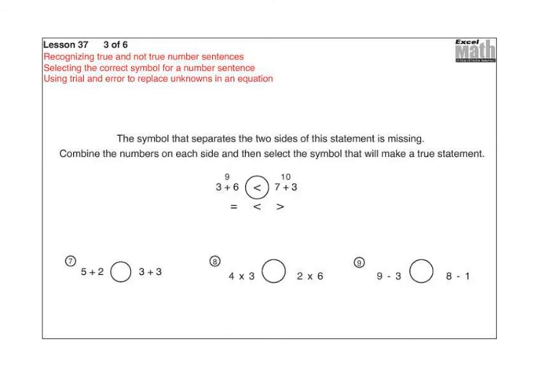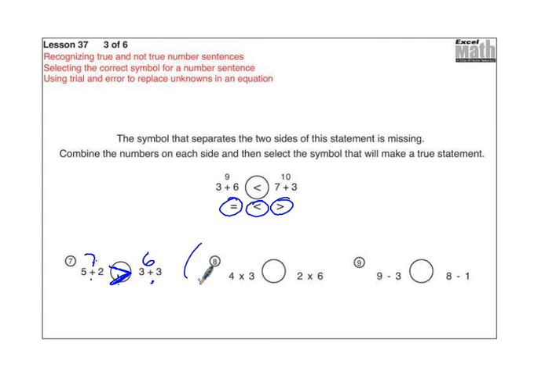The symbol that separates the two sides of this statement is missing. Combine the numbers on each side and then select the symbol that will make them a true statement. So we have to actually pick the symbol that goes in here, either equal, less than, or greater than. Always show your work. So we'll do this first one together. Write a 7 here, a 6 there. What's bigger, 7 or 6? Obviously the 7, so we have to have the bigger side of the symbol pointing to the bigger number.